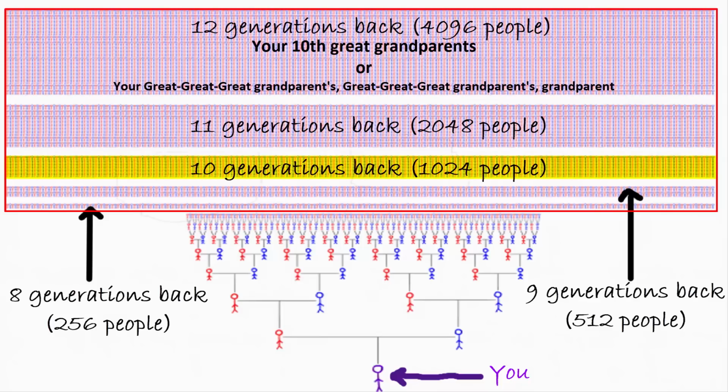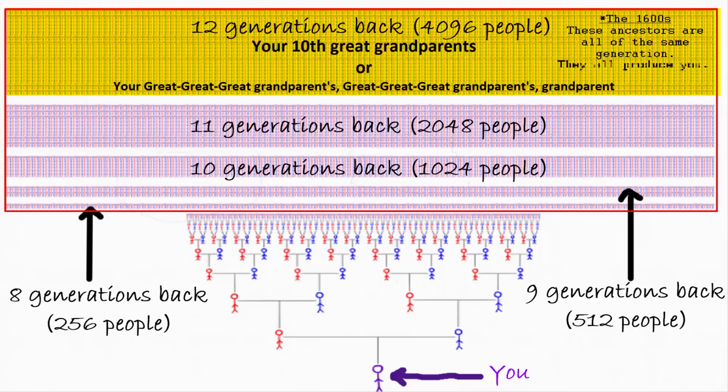10 generations, you have 1,024 ancestors, 11 generations, 2,048, and 12 generations ago, 4,096 ancestors. These are your 10th great-grandparents who were alive in the 1600s. Just imagine, most of them were probably your age right now. You can see why it's not really that much of a surprise when someone tells you that they are descended from famous royalty who lived a few hundred years prior.